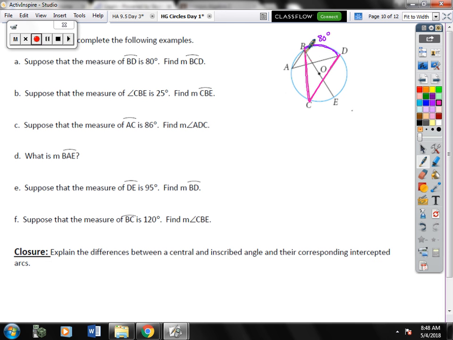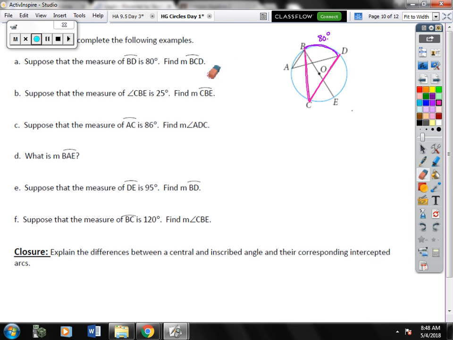What do you think, Kale? Might have to look up at the board because I have it labeled. We think this will be 160, 80, or 40? It'll be 40. Angle, or excuse me, arc divided by 2 gets me my angle. Oh, it says arc. I'm sorry. I asked you the wrong question.